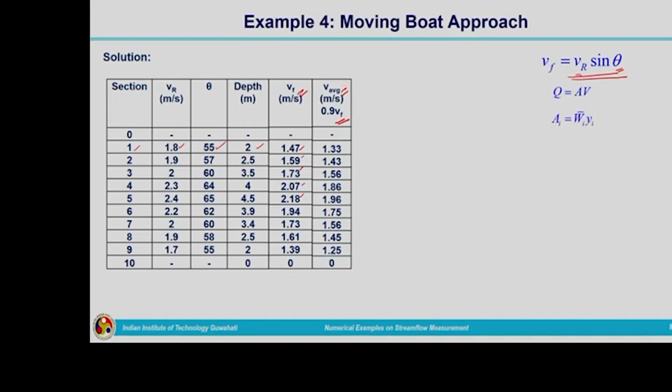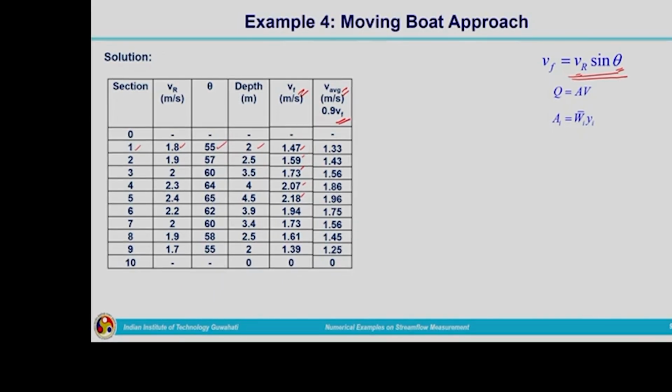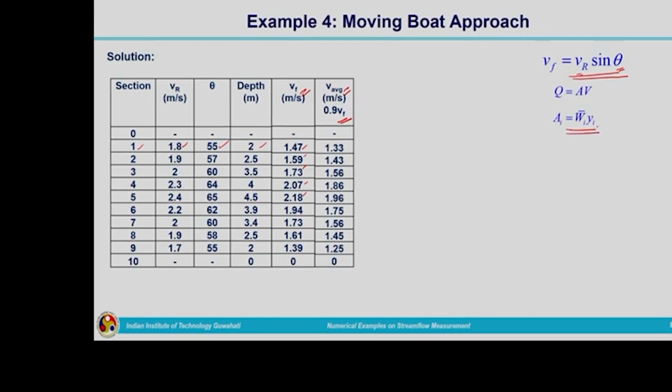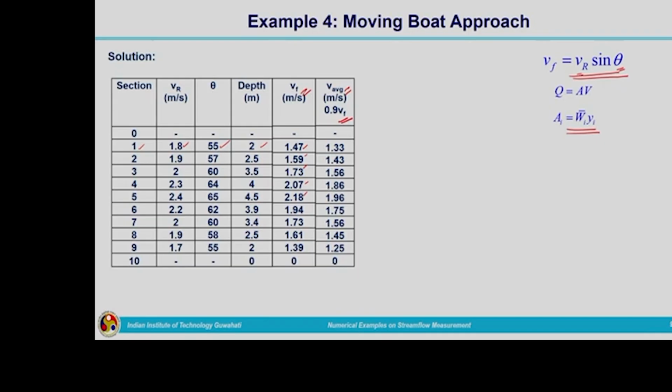Now, the same procedure as in the previous problem, we need to get the area of each strip. Section number is given to you. That means the cross section is divided into different sections, and at each section the velocity is measured by means of the current meter, and by using some gauges the water depth is also measured. That is what is given over here. So, now we need to compute Ai. Ai is given by Wi bar Yi. I am not spending much time on this step. We need to do it the same way as we did in the previous case.